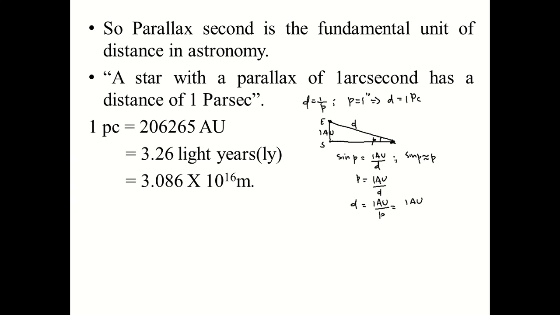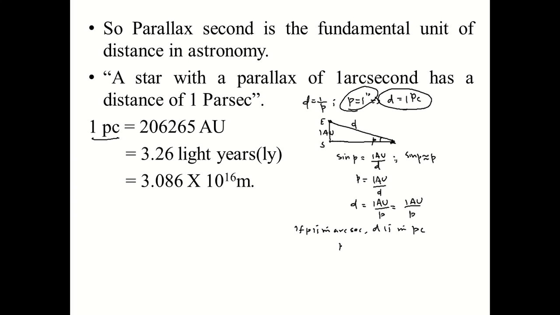1 AU divided by p, if p is in arc seconds, then d is in parsec, pc. So we need to define what is 1 pc. To define d is equal to 1 pc, we have seen that d is 1 pc when p is equal to 1 arc second.